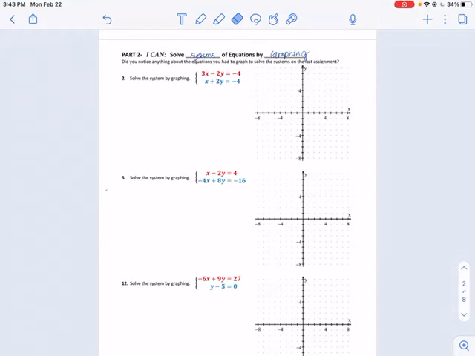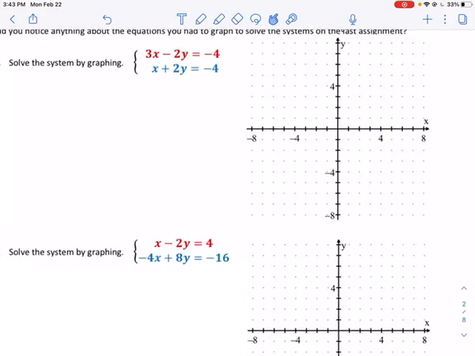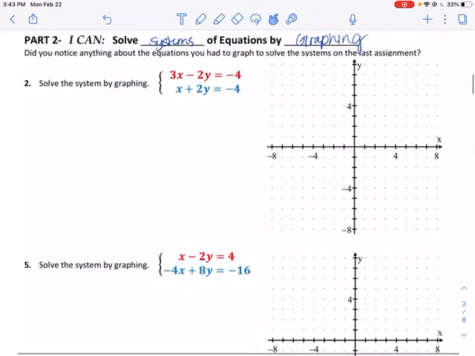Today we are going to solve systems of equations by graphing, but today our equations are not in slope-intercept form. So we have to figure out something to do that's different than what we did in my previous video. So instead of just graphing them, we're going to change them into slope-intercept form first.